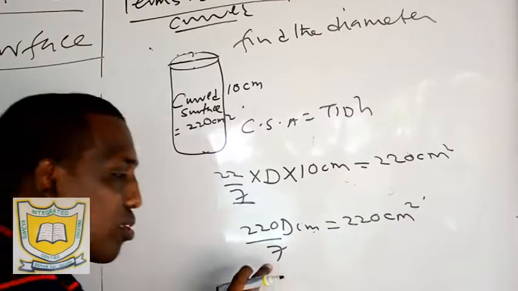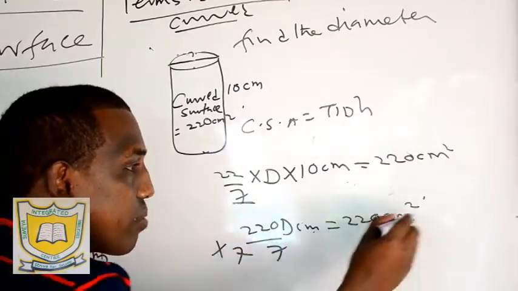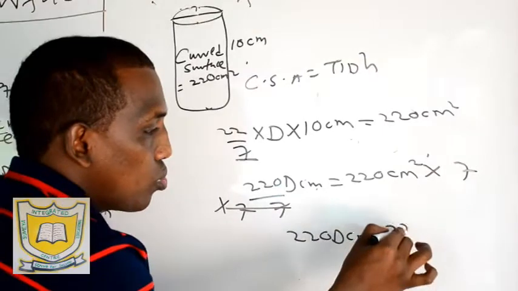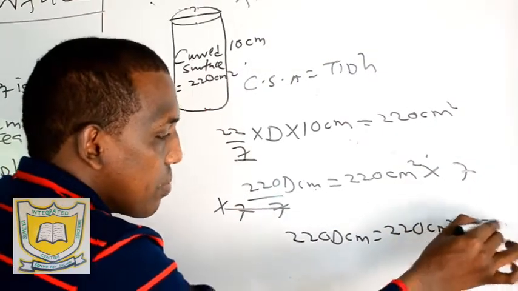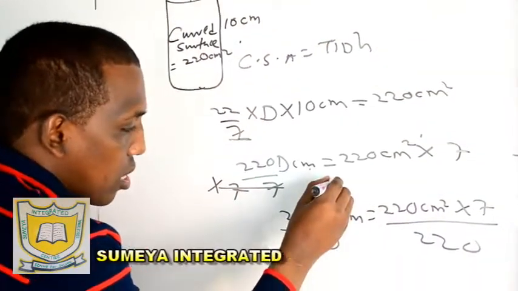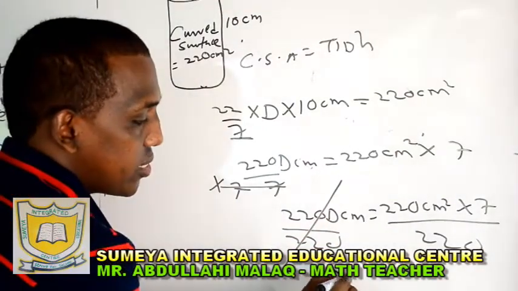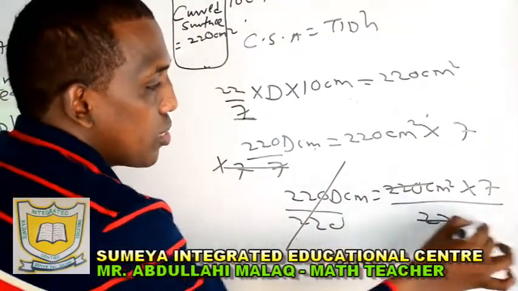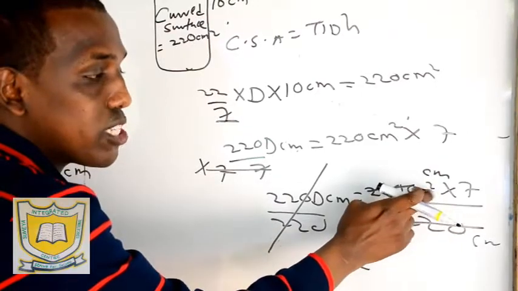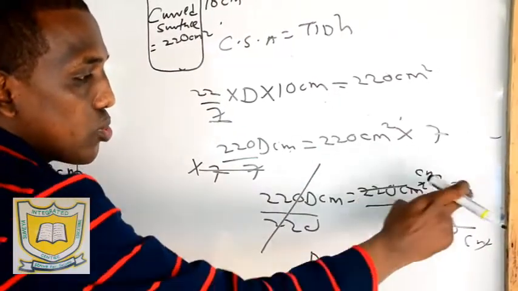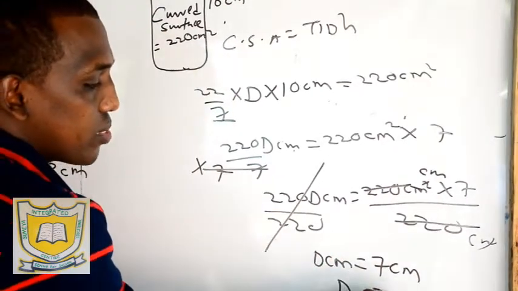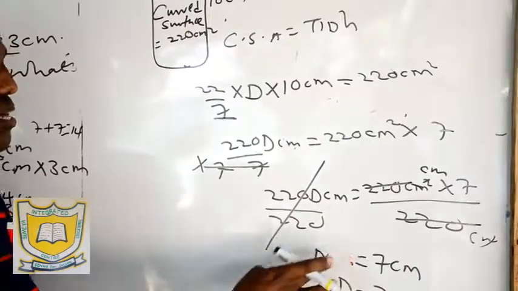What do we do now? We multiply by 7 on both sides. The 7 times 7 cancel. 220d centimeters is equal to 220 centimeters squared times 7. To get d, you divide both sides by 220. 220 over 220 cancel. So what remains here is d centimeters is equal to 7, the centimeters cancel and one centimeter remains. So the diameter d is equal to 7 centimeters.